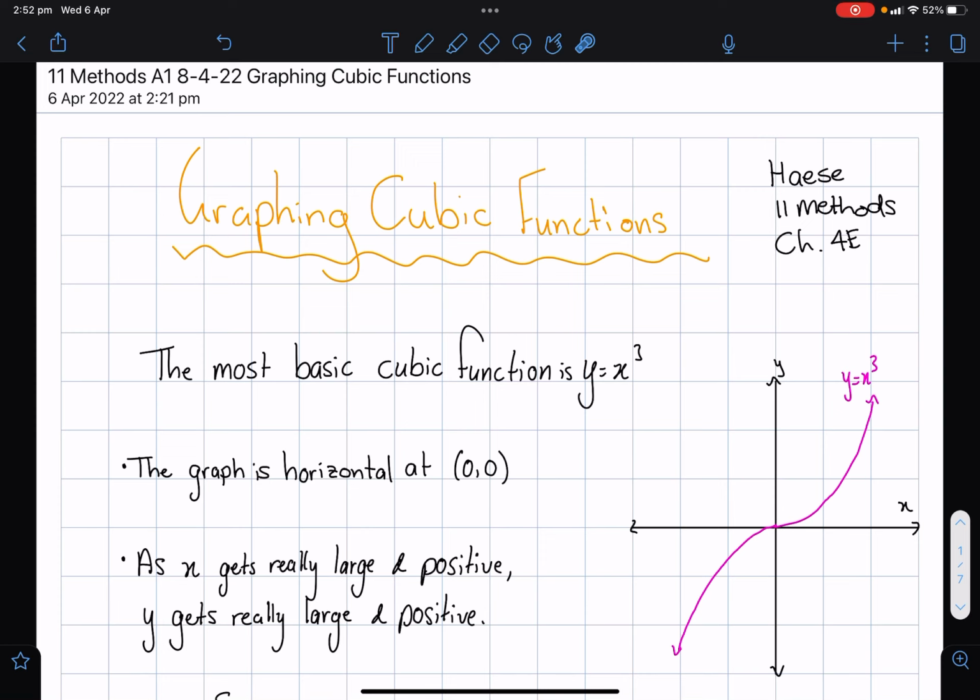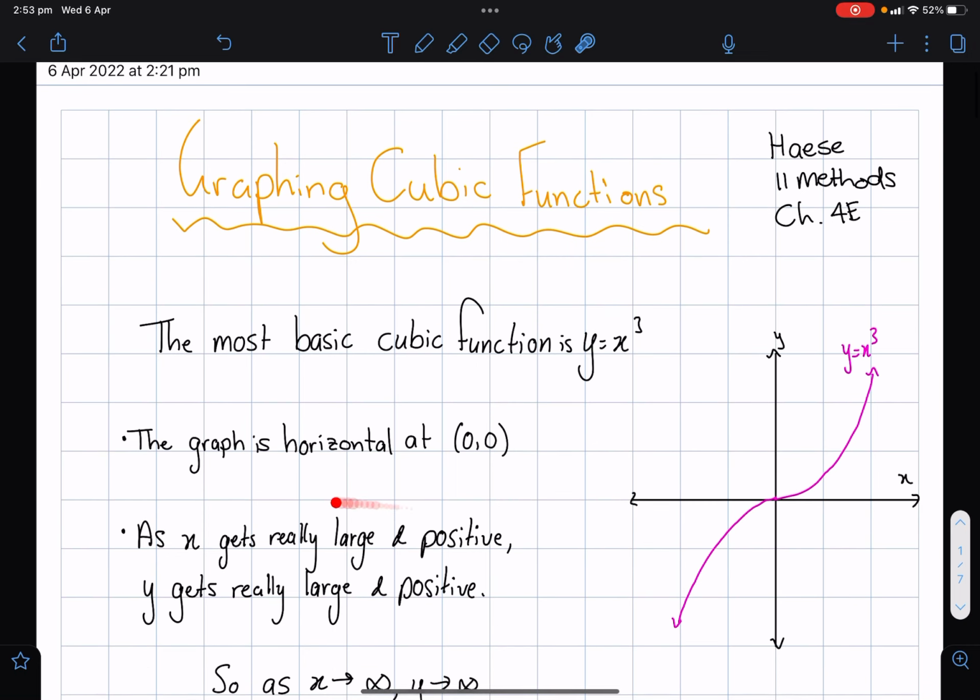So the most basic cubic function is y equals x cubed. All right, and this looks like this graph here. Okay, so the graph is horizontal at (0, 0) for a brief moment there. As x gets really large and positive, so if we're going this way, y also gets really large and positive, so it's shooting up that way.